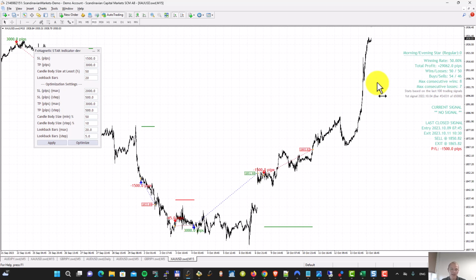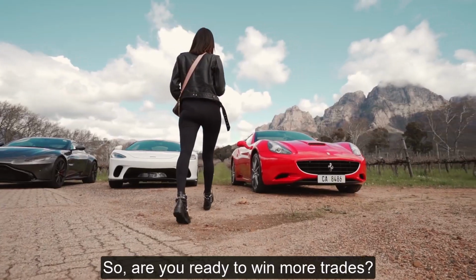So guys, that was really a quick explanation of FxMagnetic. There is much more to this than that. There are many more features and everything, but I just really wanted to make a quick explanation of how this works.